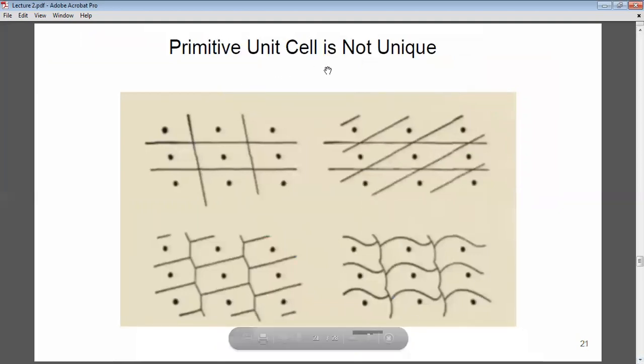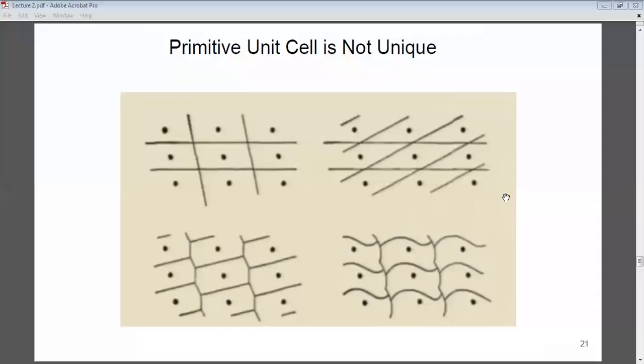So all these are primitive unit cells. A primitive unit cell is not unique. For the same periodic structure, all these four represent the same periodic structure, but we can have different primitive unit cells. We can take this shape, this shape, this shape. As long as they fit together and tile the whole space, then we have different primitive unit cells. Some of them might be more convenient than others. Definitely, this is more convenient than this, for example.